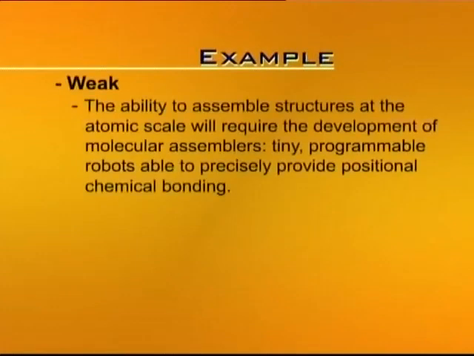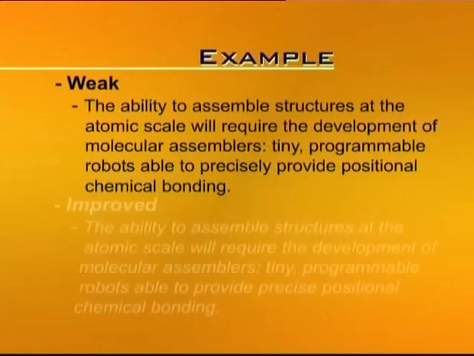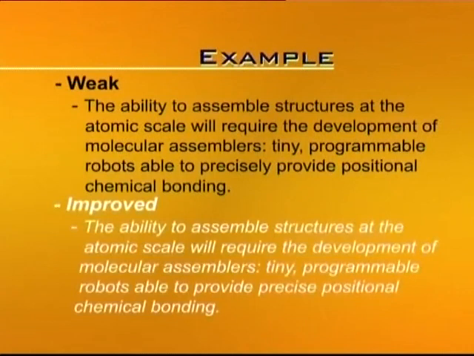Similarly, saying the ability to assemble structures at the atomic scale will require the development of molecular assemblers, tiny programmable robots able to precisely provide positional chemical bonding. The improved version would be the ability to assemble structures at the atomic scale will require the development of molecular assemblers, tiny programmable robots able to provide precise positional chemical bonding. To precisely provide के बजाय हमने उसको to provide precise positional chemical bonding कर दिया, इससे sentence ज़्यादा clear हो गया.